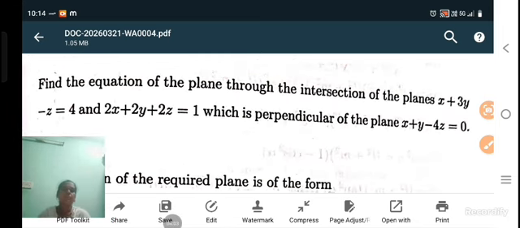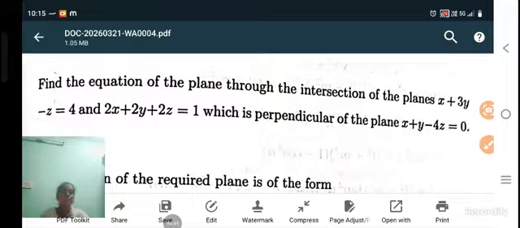The next problem is based on a plane through a line of intersection and perpendicular to a given plane. The problem is: find the equation of the plane through the intersection of the planes x plus 3y minus z equal to 4 and 2x plus 2y plus 2z equal to 1, which is perpendicular to the plane x plus y minus 4z equal to 0. Solution. In this problem, we are asked to find the equation of a plane that passes through the line of intersection of two planes and is perpendicular to another given plane.